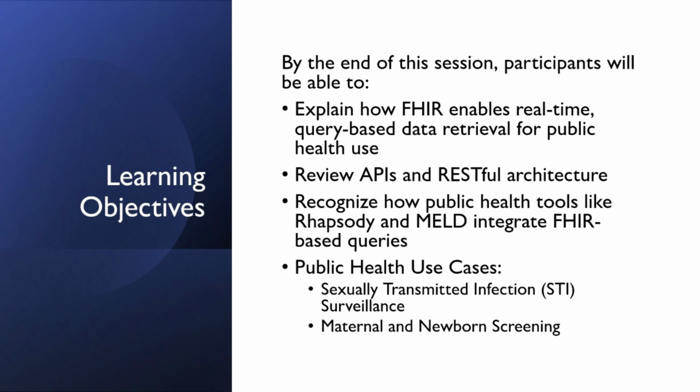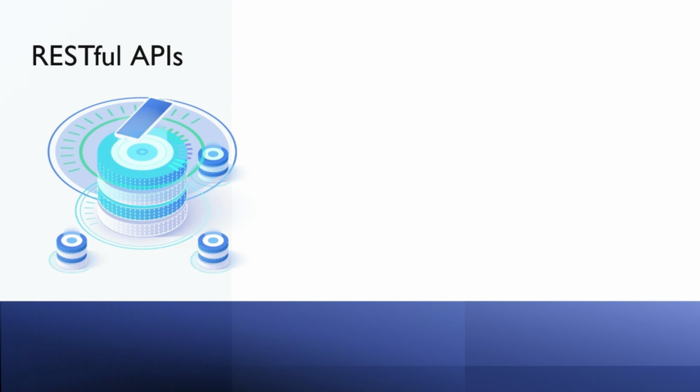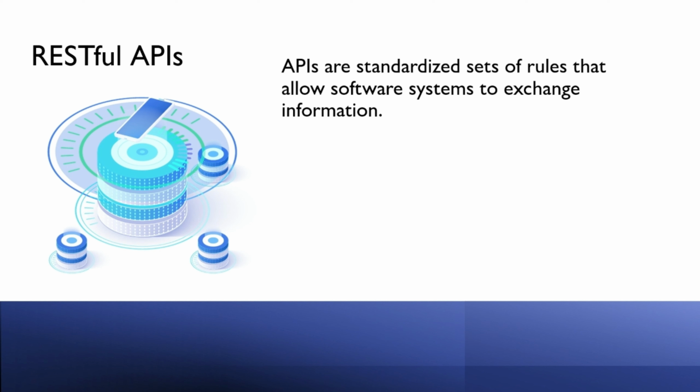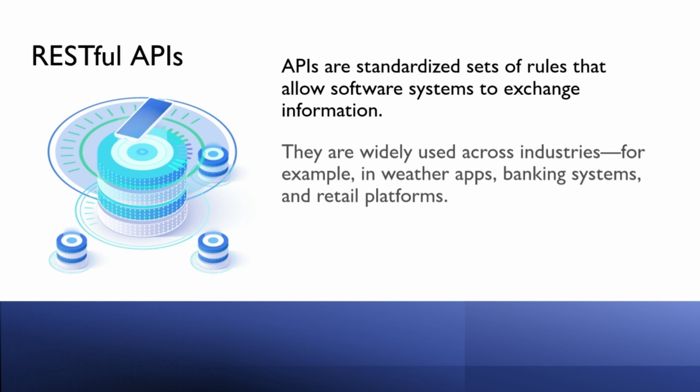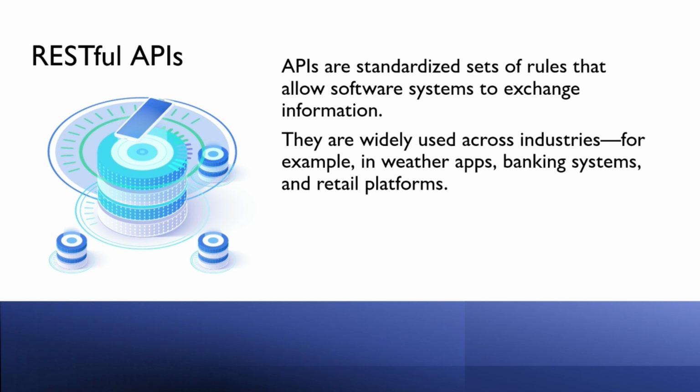At the heart of FHIR query and response are FHIR APIs. APIs, or Application Programming Interfaces, are standardized sets of rules that allow one software system to interact with another. APIs are common across many sectors. For example, they allow your weather app to request forecasts from a central server, or your banking app to check your balance in real time.